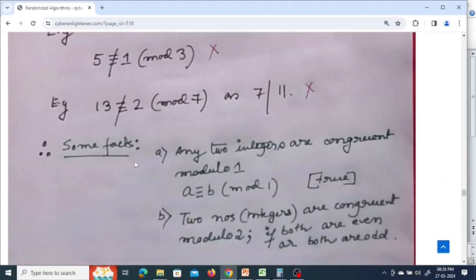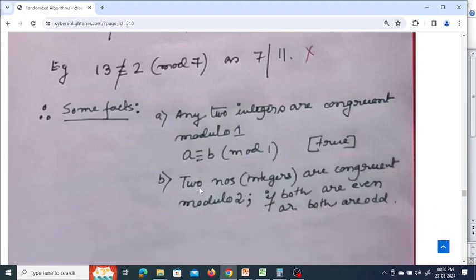There are some facts regarding congruence mathematics. Any two integers are congruent modulo 1, that is, A congruent B mod 1, which is true. If two integers are congruent modulo 2, then both the numbers will be even or both the numbers will be odd.